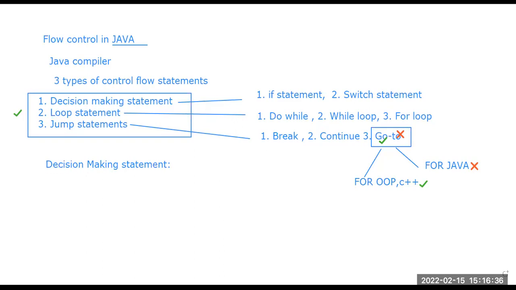Now under this decision making statement, there are two scenarios, the if statement and the switch statement. Right, now for the if, we know that there are several different kinds. A simple if statement we can write, an if else statement, an if else if, and a nested if statement. All are categories under the if statement. So first of all, what is the if statement?